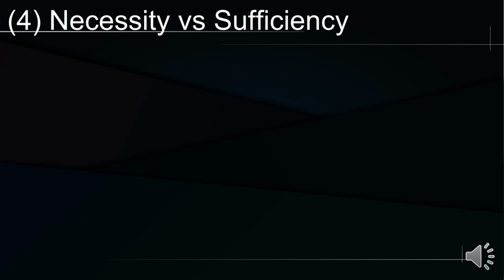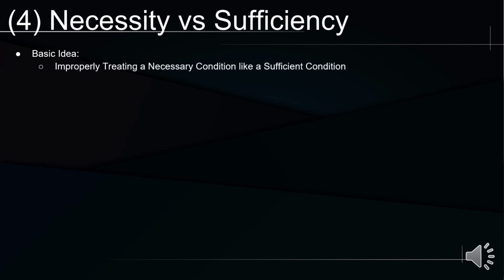Moving along to the fourth pattern, necessity versus sufficiency. Again, this is kind of a big one. I'll try to refrain from being too pedantic about it here, but let me just go over the basics that matter. Like patterns 2 and 3, this one also has two mirror image subvariants. The first one is improperly treating a necessary condition like it is a sufficient condition.